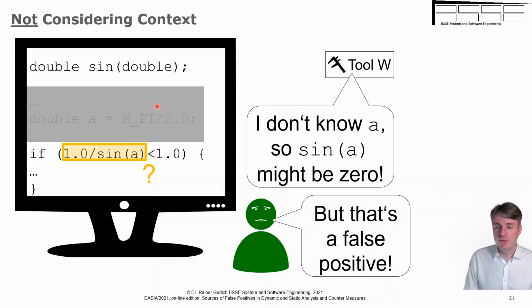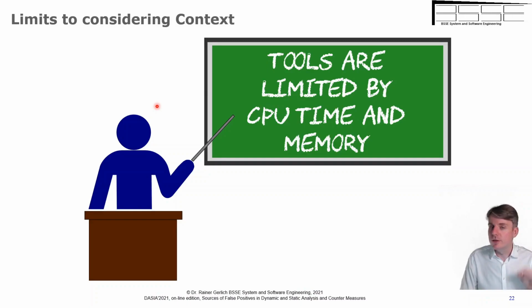So of course we would prefer using tools that consider all the context, because it seems like they wouldn't produce as many false positives. However, considering the context may be a costly operation, and tools may be limited in considering context. They are limited by the available CPU time and the available memory. So representing that context may take up a lot of memory, and processing it may take up a lot of time, but we don't want to wait indefinitely for our results, and we don't want to have to run this all on some supercomputer with terabytes or petabytes of RAM.